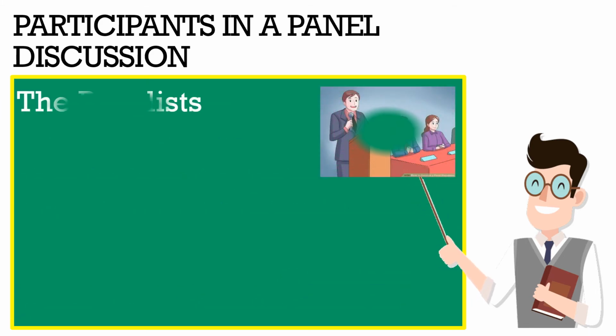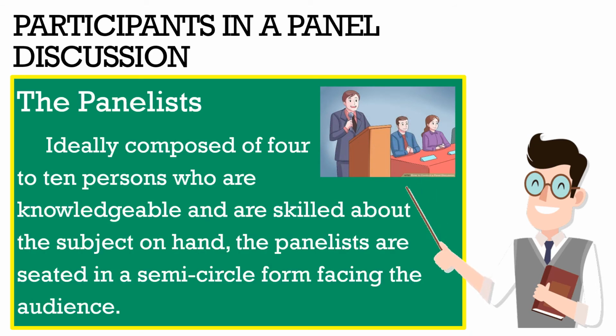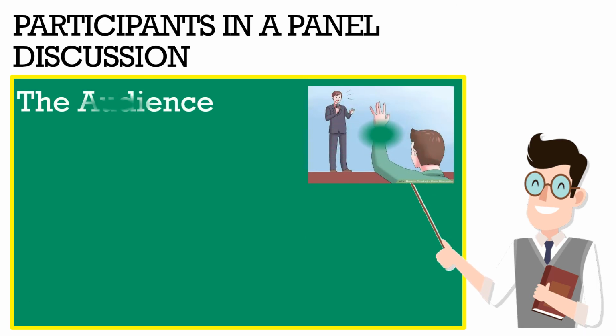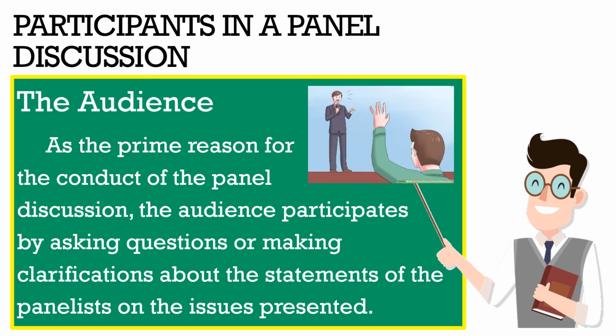The lips of the discussion and the sources of knowledge and inspiration are next in line among the participants, the panelists. They are usually seated in a semicircle to face the audience. The blood of the panel discussion. The audience is last on the list of participants. They are expected to participate by asking or clarifying ideas from the panelists. Without them, the panel discussion's objectives won't be attained.